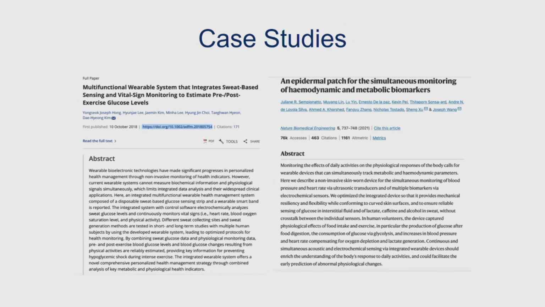Okay, so this is the first paper. This is by a group from, I believe, South Korea. Hong was the first author here, and they developed this biosensor, a multifunctional wearable system integrating sweat based sensing and vital sign monitoring to estimate pre and post exercise glucose levels. So, a clear cut, simple thing: a wearable device for monitoring glucose before and after exercise. Let's look at the device.